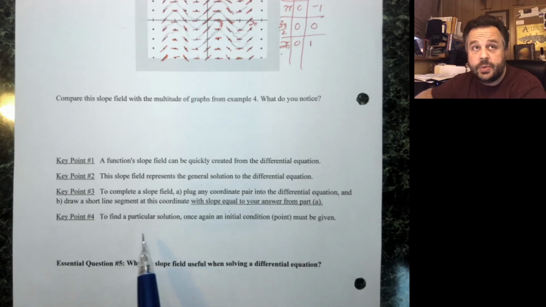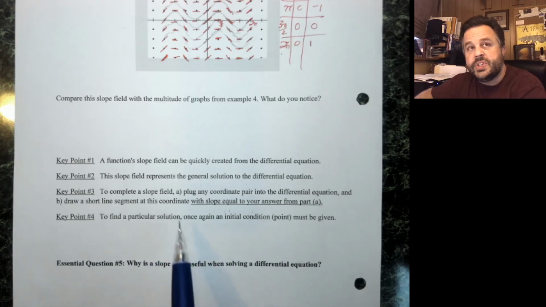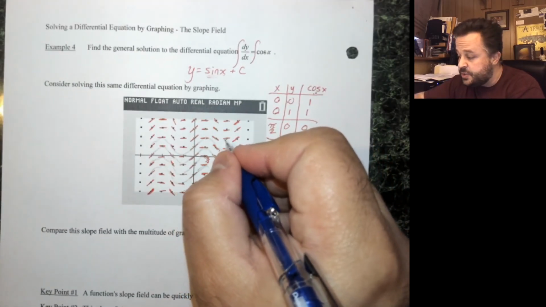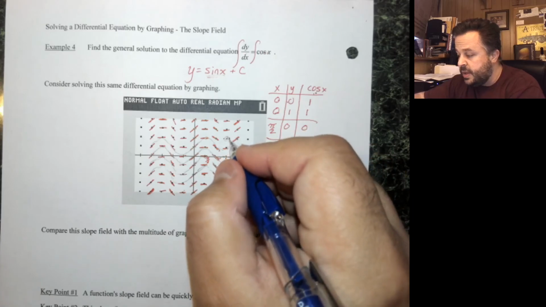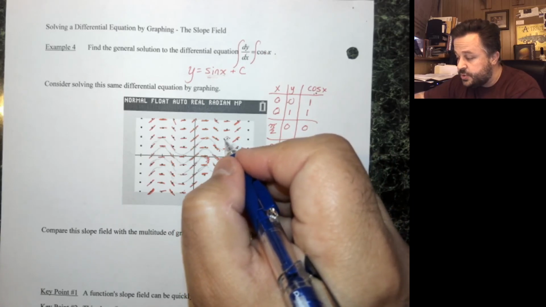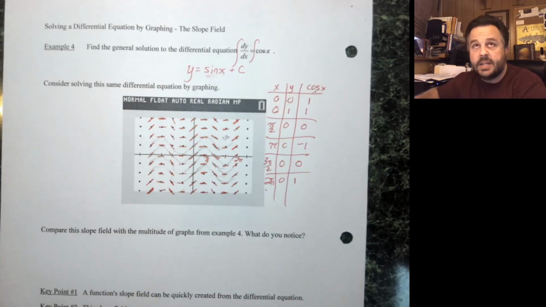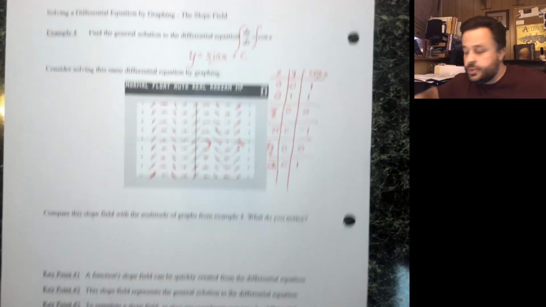Now, what we'll get into on the next page is, what if we have a particular solution? In other words, what if I wanted to draw the particular solution that goes through this point? Then we would have the single solution that travels through this point. So we're able to sketch out at least what the particular solution is going to look like.